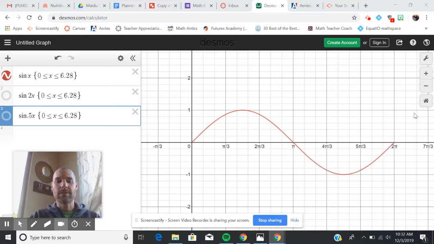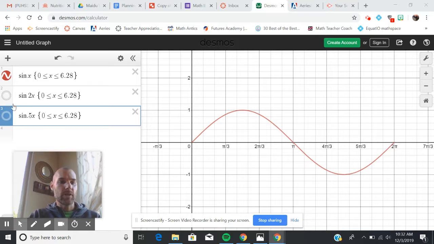And since it continues and does the same thing, we call that a period. The period of the sine function is just 2 pi because it goes all the way up to its peak, all the way down to its low point, and then back to where it started at a height of 0, and then it repeats.